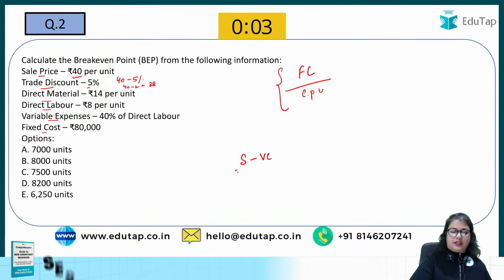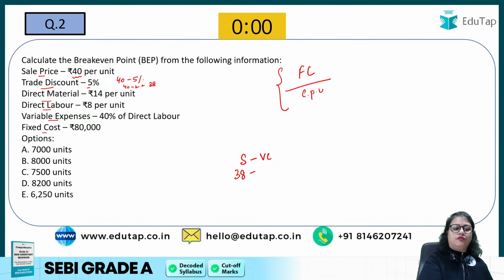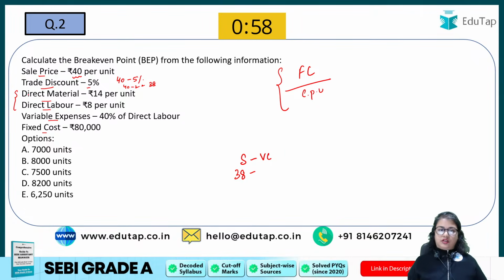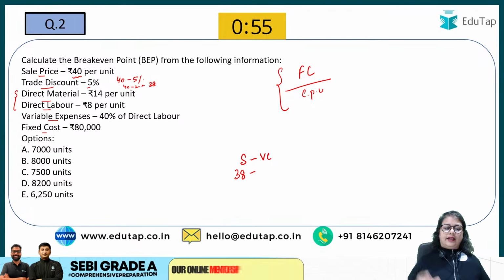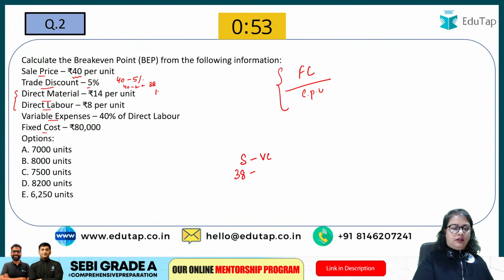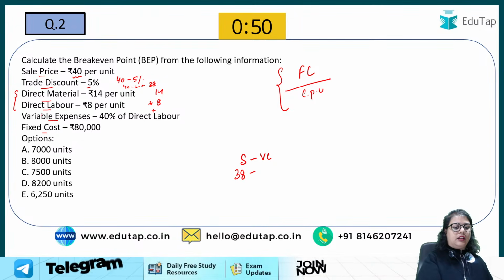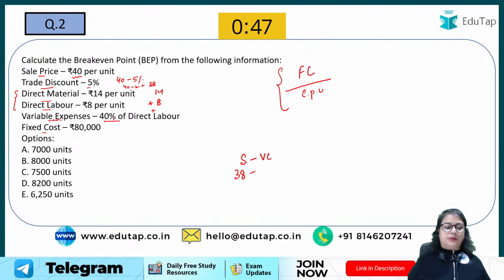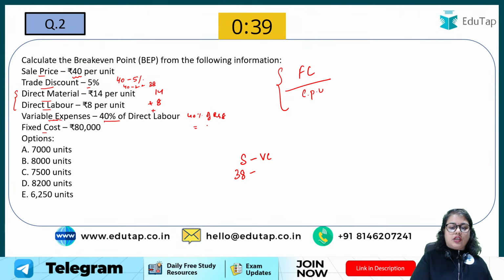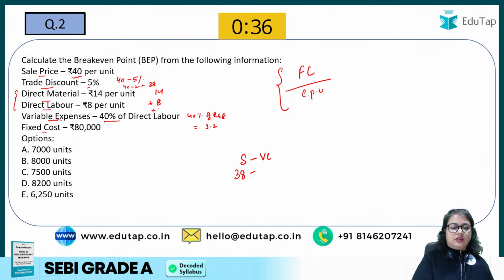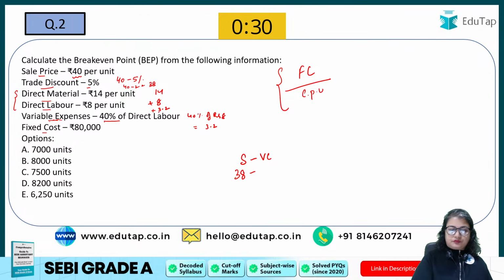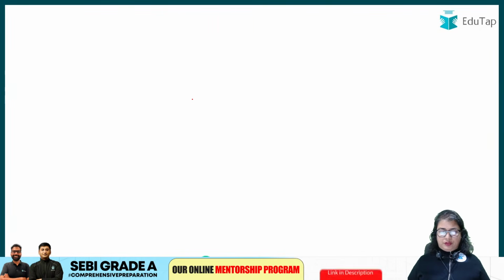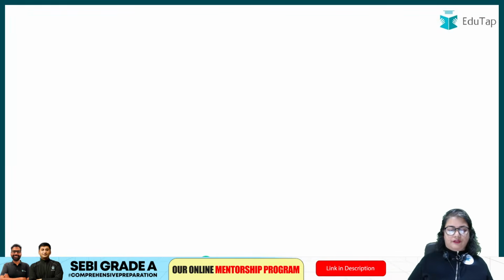So sales is how much? 38 rupees minus the variable cost. So all the direct costs are also variable in nature. In the marginal costing, we assume that all the direct costs are also variable. So 14 plus 8 plus the other variable expenses that are 40% of direct labor. So 40% of direct labor, that means 40% of rupees 8. So that will be how much? That will be 3.2. So when you calculate this, this will be 14 plus 8 plus 3.2. So when you calculate this, what will you get? I guess 25.2. Yes, 25.2, right?